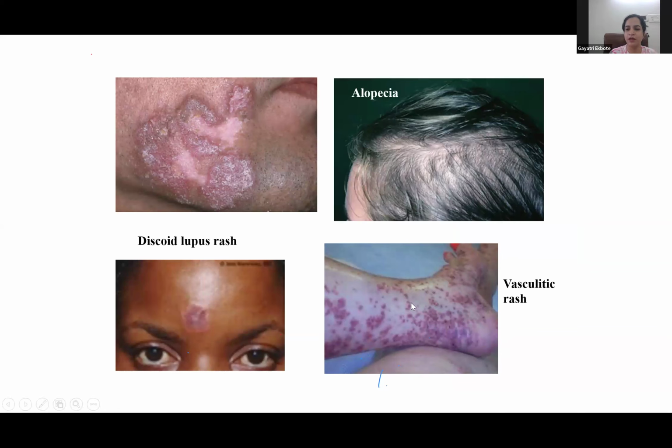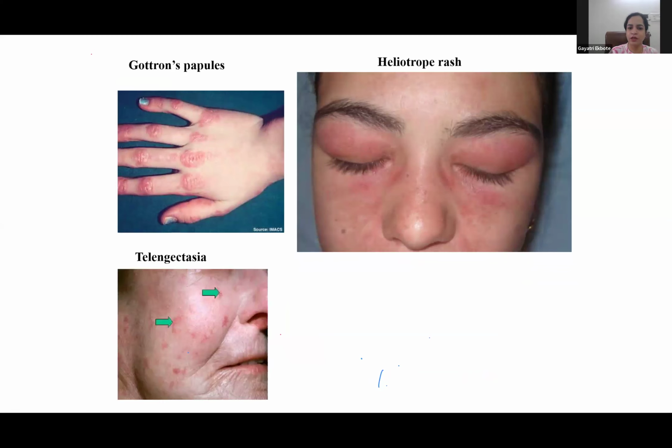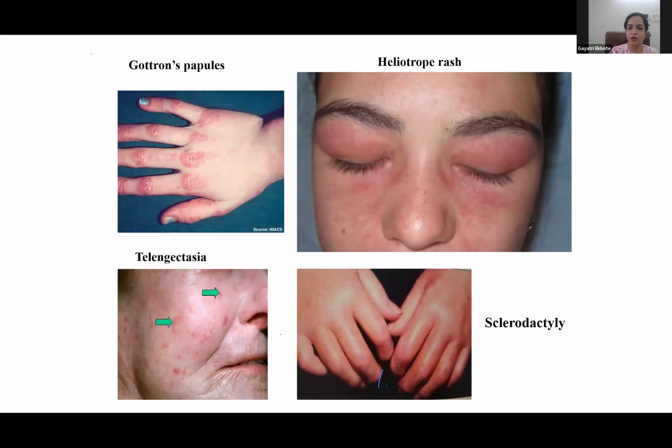And vasculitic skin rash, I've told you about it. So this is dependent skin rash, non-blanching, and it could be seen in a variety of conditions like Sjogren's, rheumatoid vasculitis, small vessel vasculitis, polyarteritis nodosa, etc. Or your HSP, Henoch-Schonlein purpura. You have to rule out infections obviously. So Gottron papules, heliotrope rash, sclerodactyly.